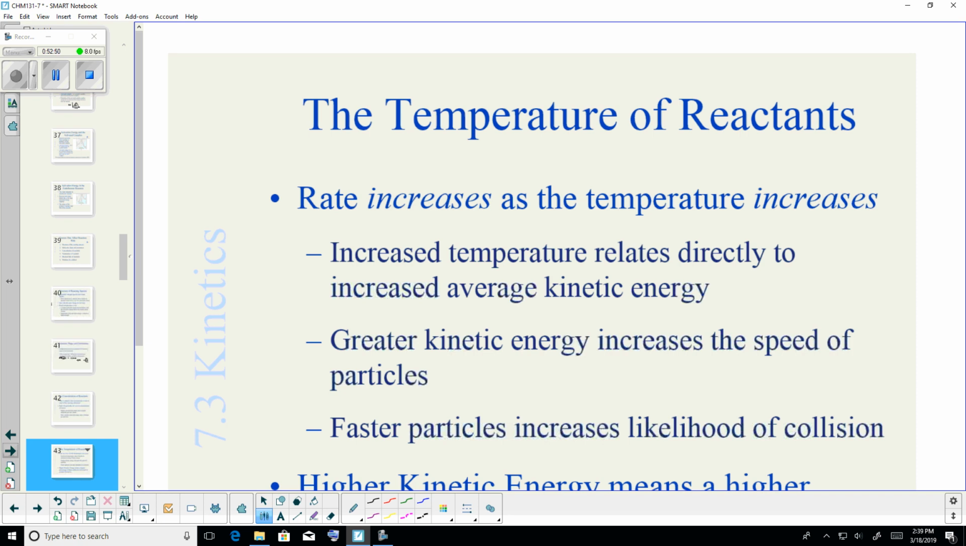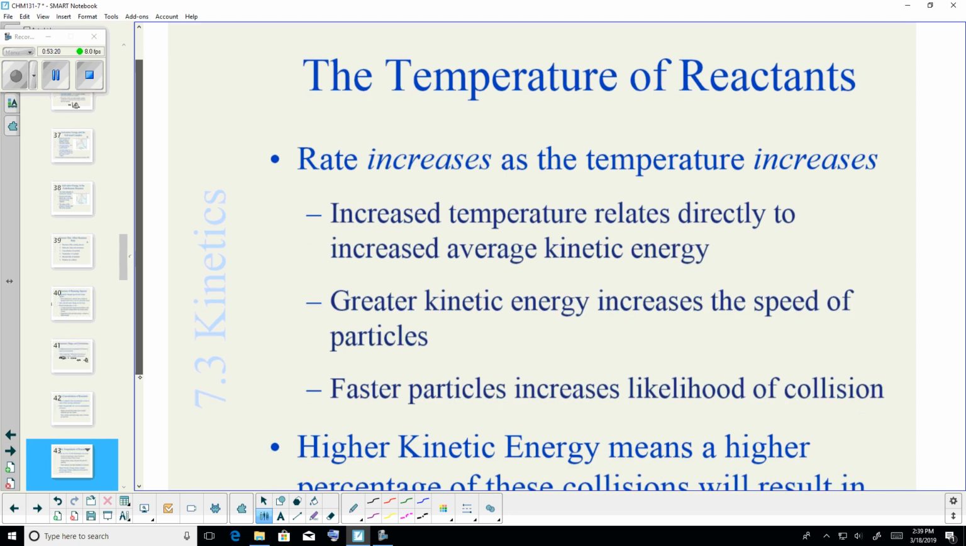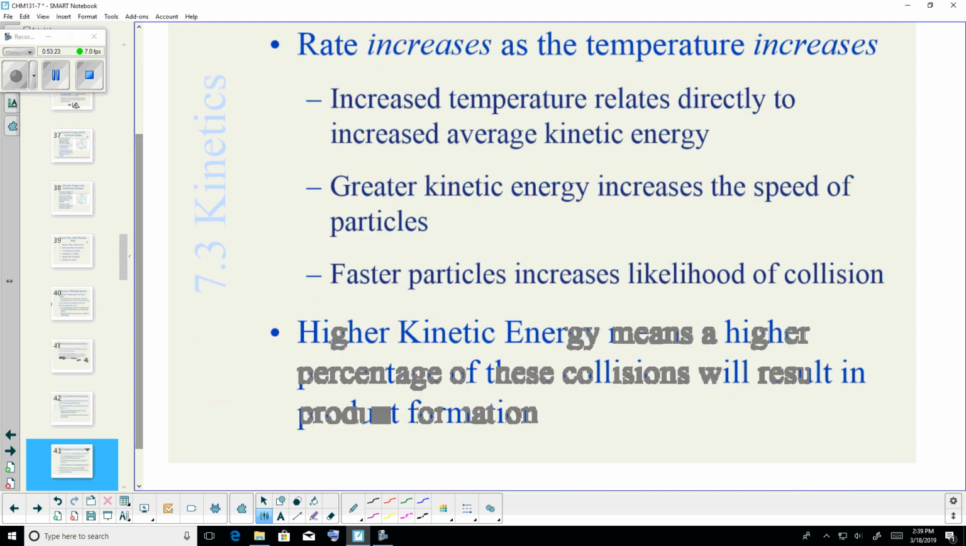Temperature. Rate increases as temperature increases. Why? Besides reading that. The particles move what when you heat them? Faster. If they move faster and they hit, remember, not only do they have to hit, they have to hit with enough force to break the bonds. So the faster they're moving, the more of them are going to break bonds. So the higher kinetic energy means a higher percentage of these collisions will result in product formation.